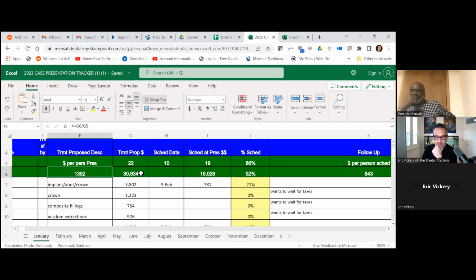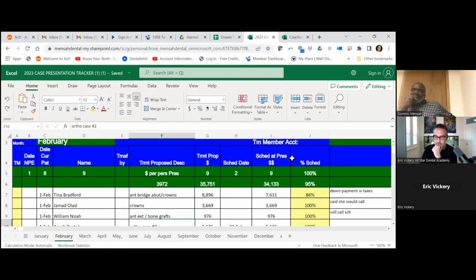If you look at this column, this row here, it's talking about dollars, $30,000, $16,000. We scheduled 52% of the dollars we presented. And in this row, it's talking about number of people: 22 people presented to, 19 of them scheduled. We're either 50% or we're 86%, right? We want 80 over 60. If you look at February, you tell me we're at 95.